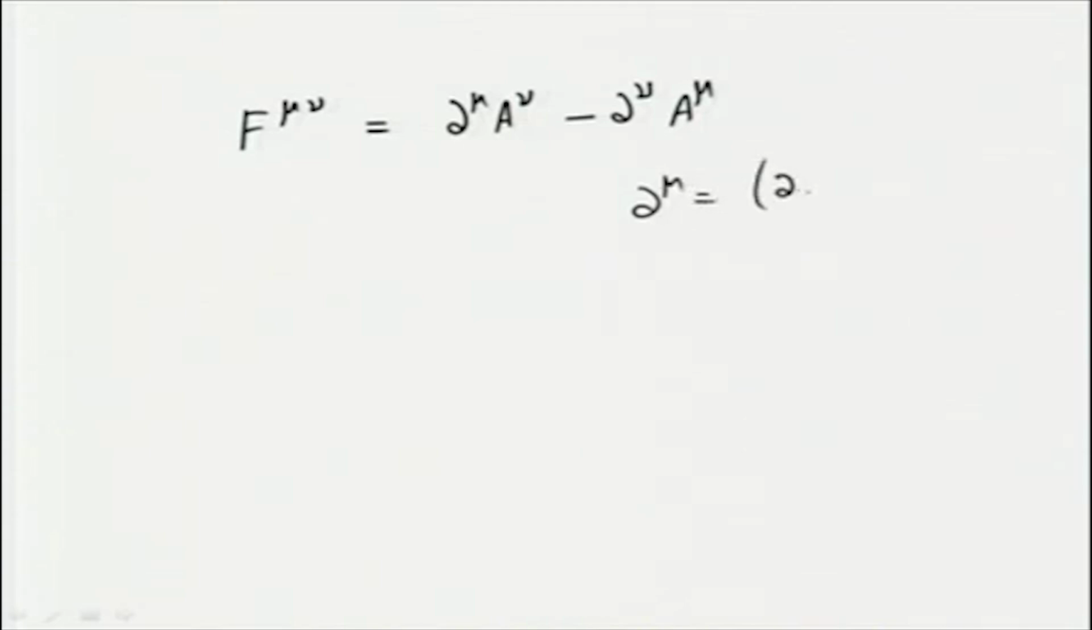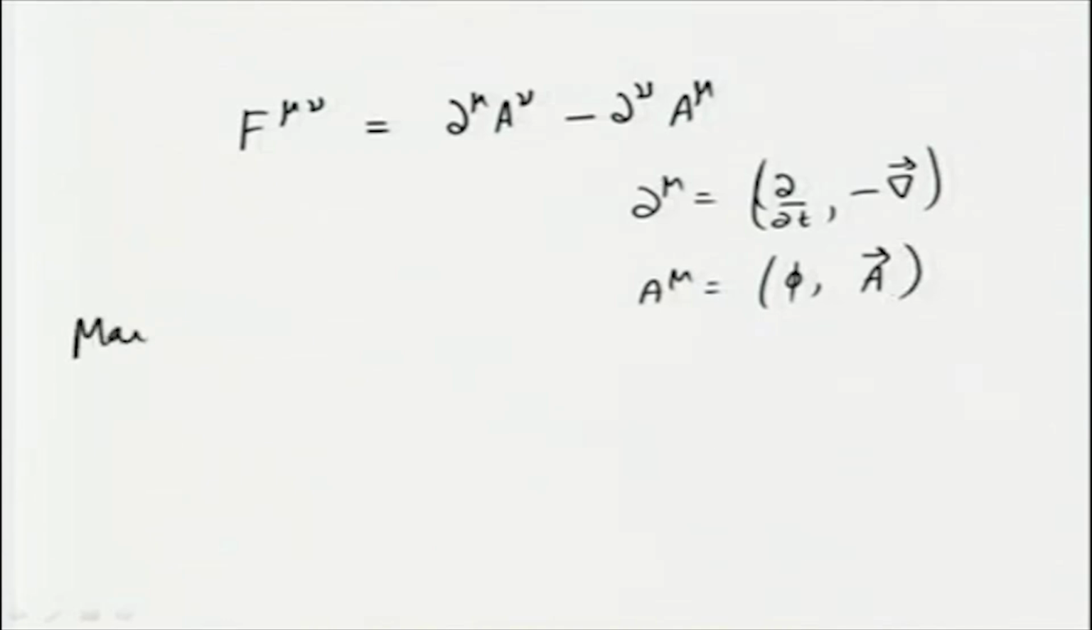Together, we can write F mu nu as dou mu A nu minus dou nu A mu, where dou mu is dou by dou t minus gradient, A mu is phi and A.